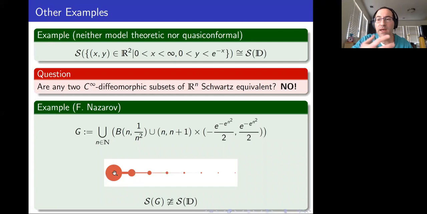Now you give me any C infinity diffeomorphism between this set and the unit disk. Let's look at where these compacts go under this diffeomorphism. From knowing that we have this specific Schwartz function that we constructed, we can say something about where these compacts go on the disk, because it decays like e to the minus n. So in particular, these compacts on the unit disk should go to the boundary of the unit disk.